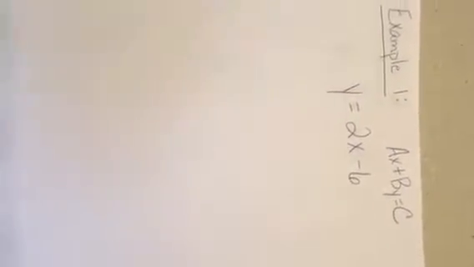So if I look at this equation here, it's written in slope-intercept form. It's written in y equals mx plus b. So I need to move the x from the right side of the equal sign to the left. How do I move something across an equal sign? Well, I do the inverse operation.